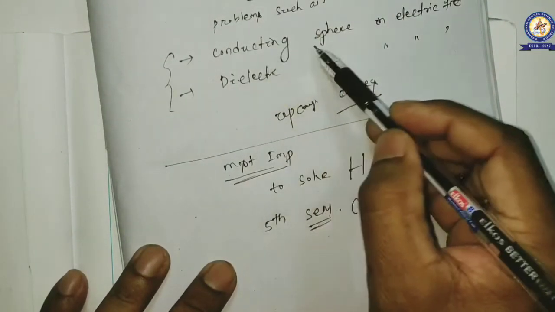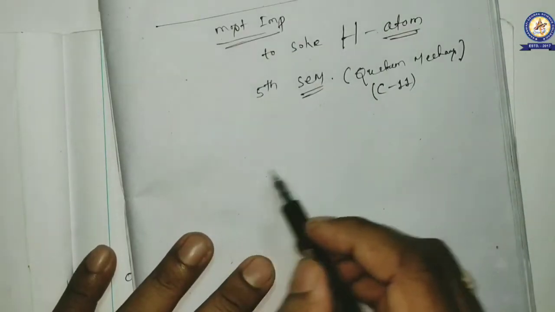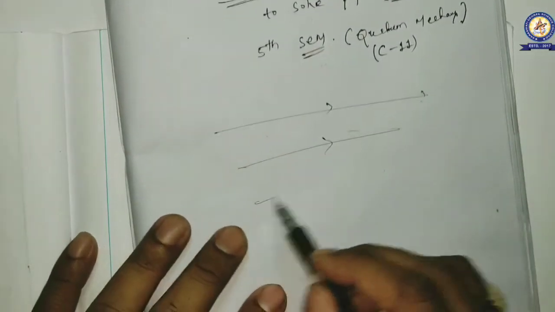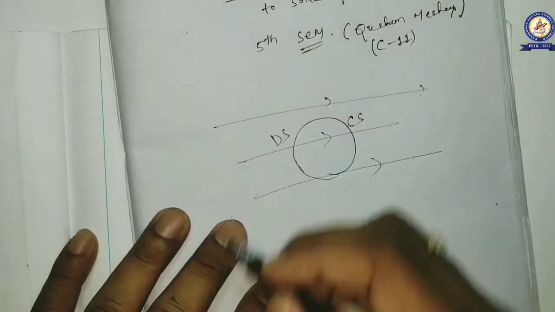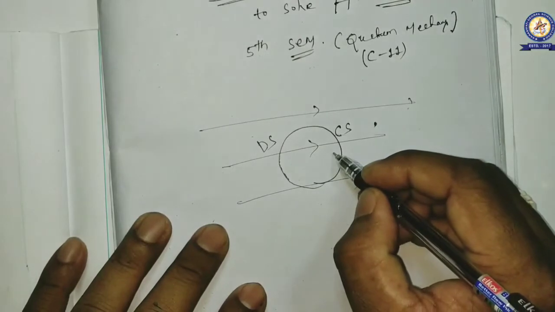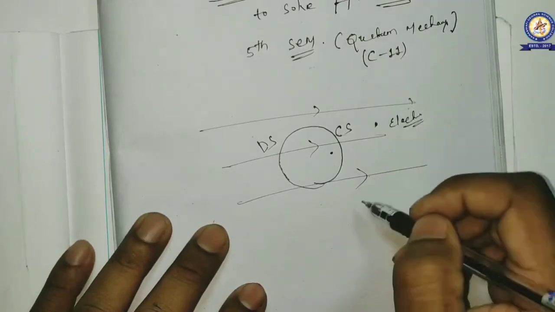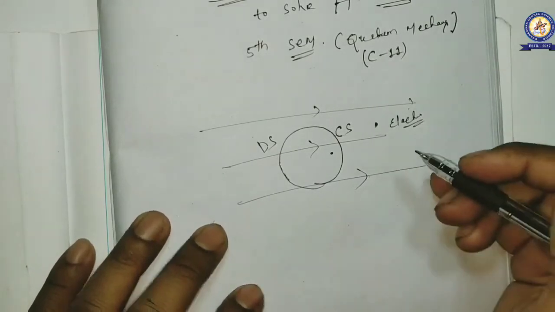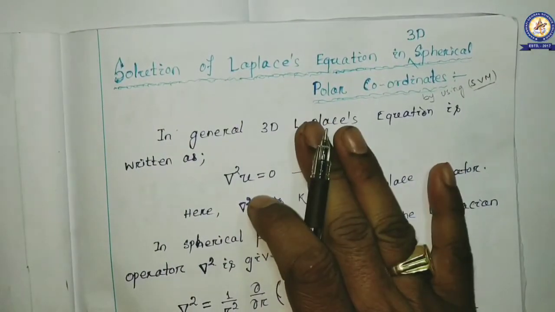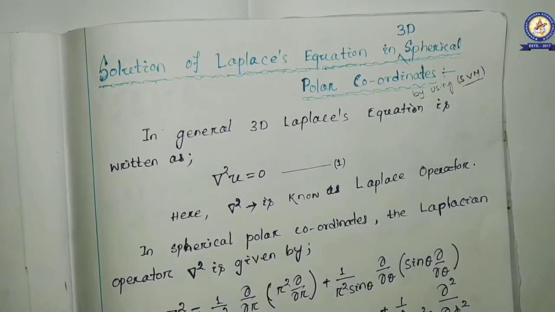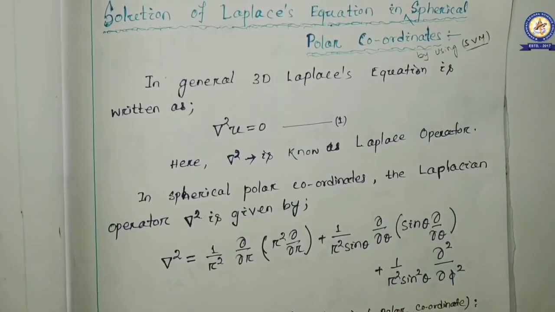Here, for a conducting sphere or dielectric sphere in an electric field, this is a uniform electric field. If I put a conducting sphere or dielectric sphere in it, then what will be the electric field at an external point or at an internal point can be estimated by using the solution of this derivation, which we are going to discuss in this class. So let's start to discuss this derivation in detail.